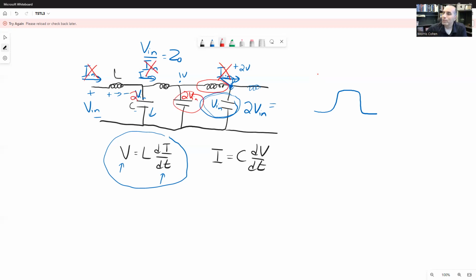Now that kind of makes sense for an open circuit, right? Because in an open circuit, we can't have any current, right? There's not going to be any current right here, right? I equals 0, but we can have all the voltage we want, right? This voltage is fine, no problem there.